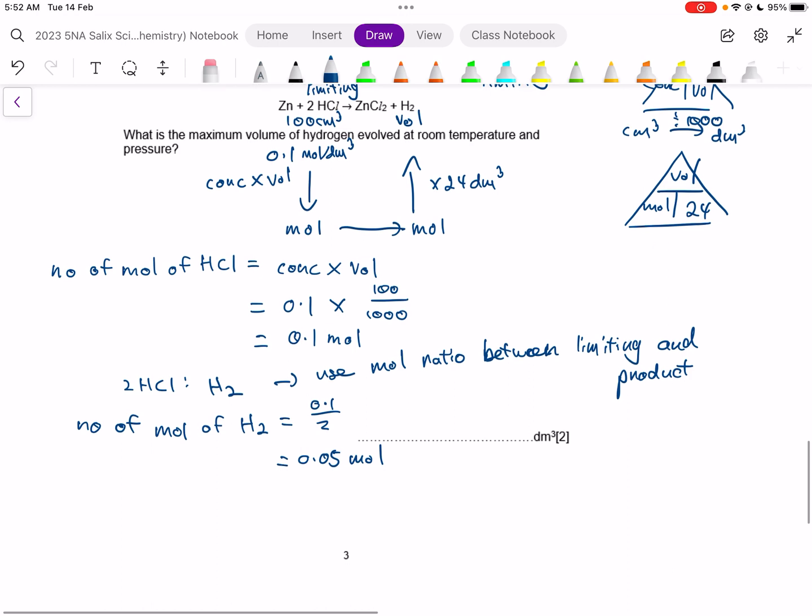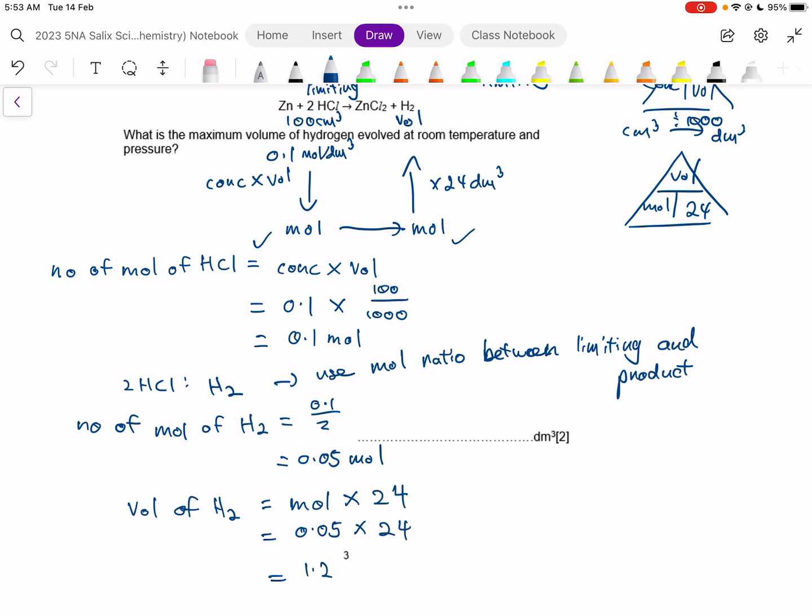Next thing, I can find the volume of H2. I've done this step. I can find the volume of H2 already by taking mole multiplied by 24. So 0.05 multiplied by 24. So that will be 1.2 dm cube. Yep, done.